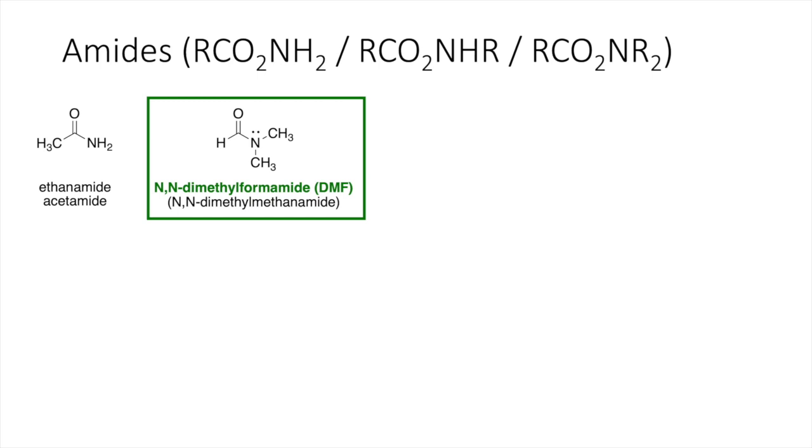Could the methyls be otherwise? I don't know. But here, if there are substituents on the nitrogen, we just say N,N to show that the substituents are there. Dimethyl formamide, because the left side of it is a formic acid derivative, right? So this part looks like formic acid.